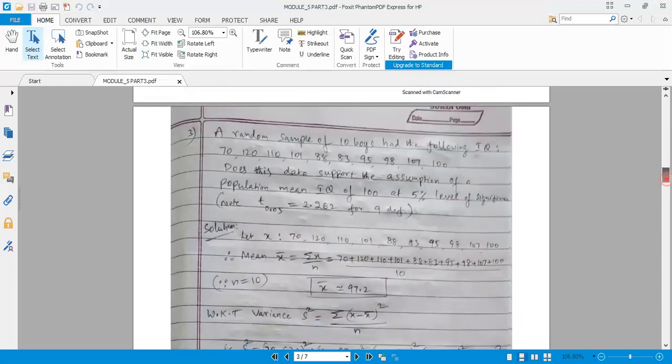Now let us proceed to the next problem. A random sample of 10 people has the following IQs: 70, 120, 110, 101, 88, 83, 95, 98, 107, 100. Does this data support the assumption of a population mean IQ of 100? Test at 5% level of significance. Now we have to test this hypothesis.